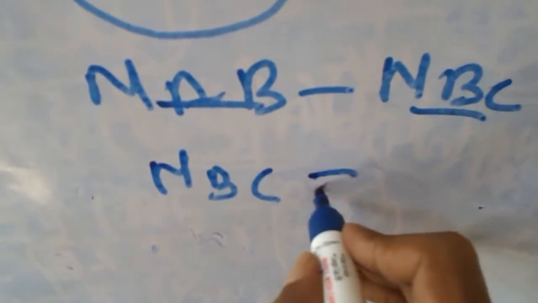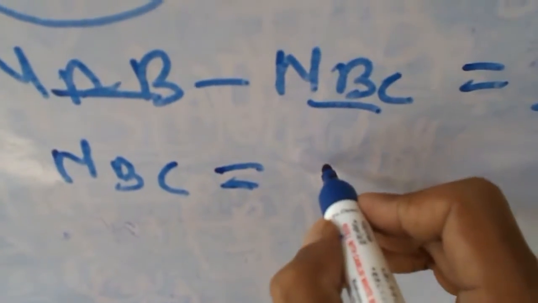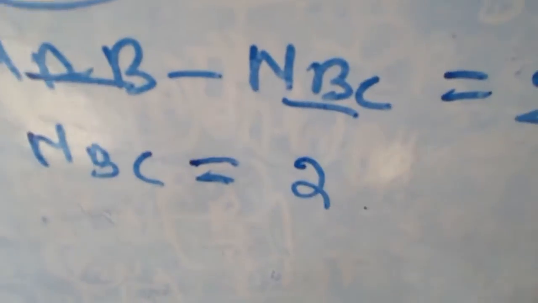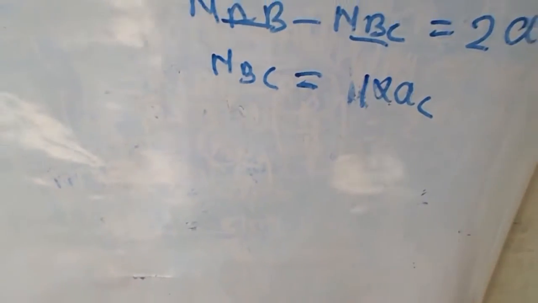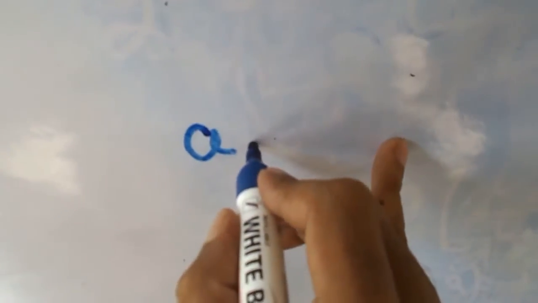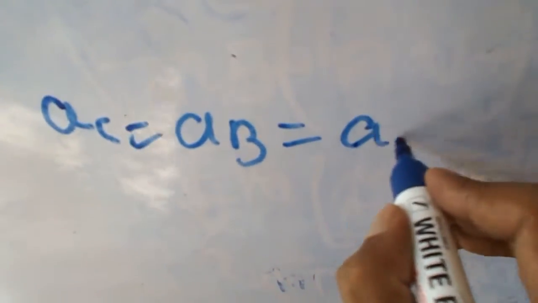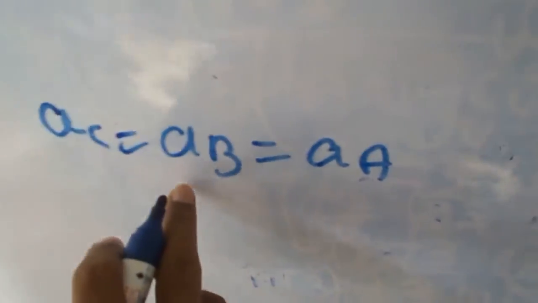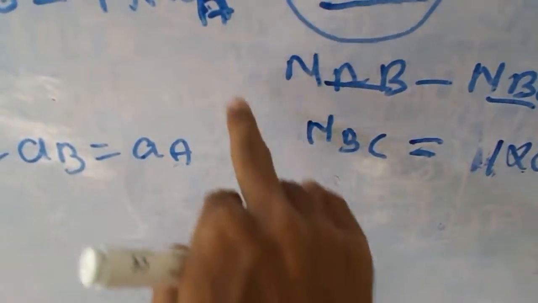NBC should be equal to 1 into acceleration of C. Now guys, what I found by my acceleration relationship is that acceleration of C is equal to acceleration of B is equal to acceleration of A. So all these three are equal.